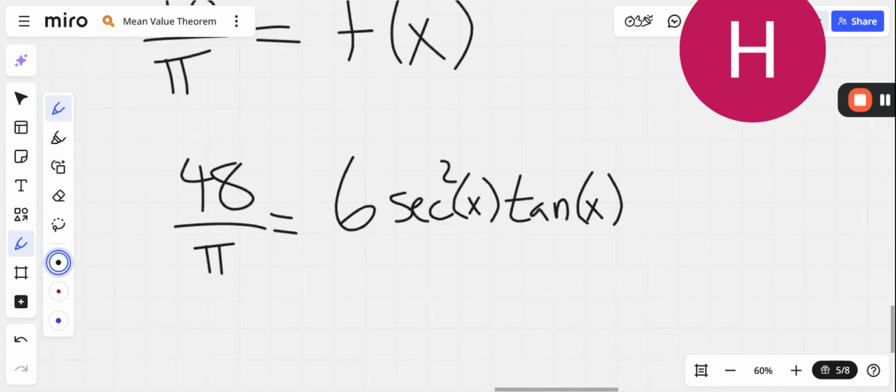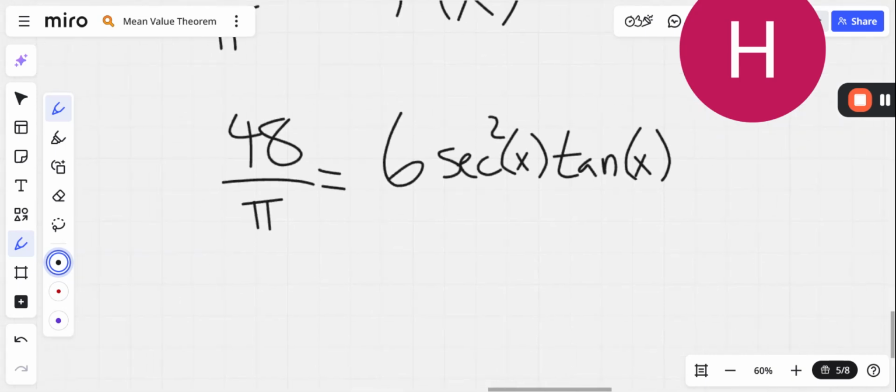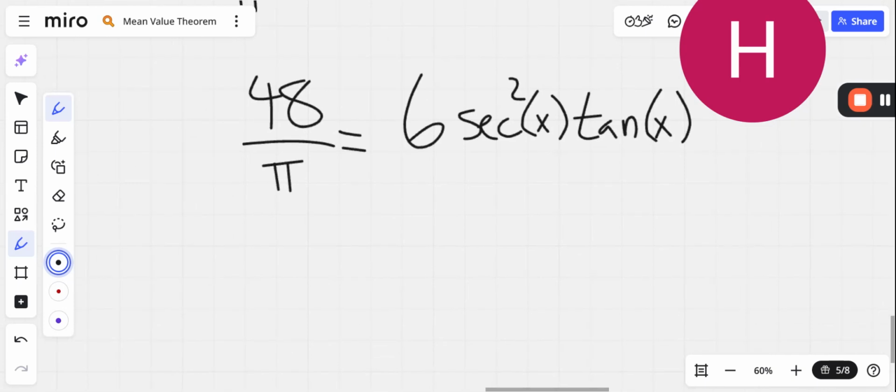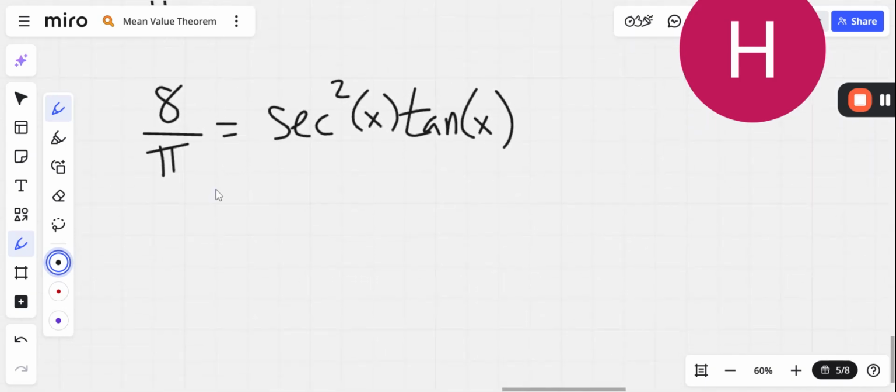tan x. There are going to be many solutions for this kind of an equation. It's not necessarily a really nice equation. In order to solve this, let's divide both sides by 6. We can call this 8 over pi equals secant squared x tan x. And now it would be very appropriate for us to use something like Desmos to be able to solve this. So I'm going to get sort of a screenshot of Desmos. You can graph this if you'd like.